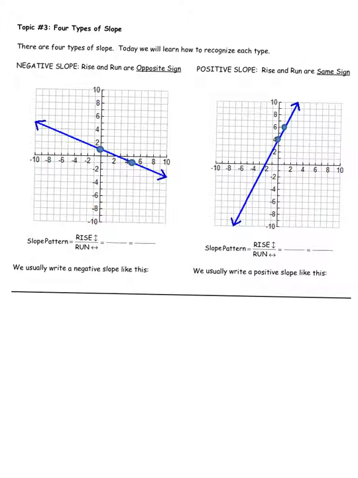All right, we're continuing today with topic 3, and topic 3 is in our Unit 3A packet. We're going to talk today about 4 different types of slope. The types are positive and negative, zero, and undefined. So first we're going to start with a negative slope.